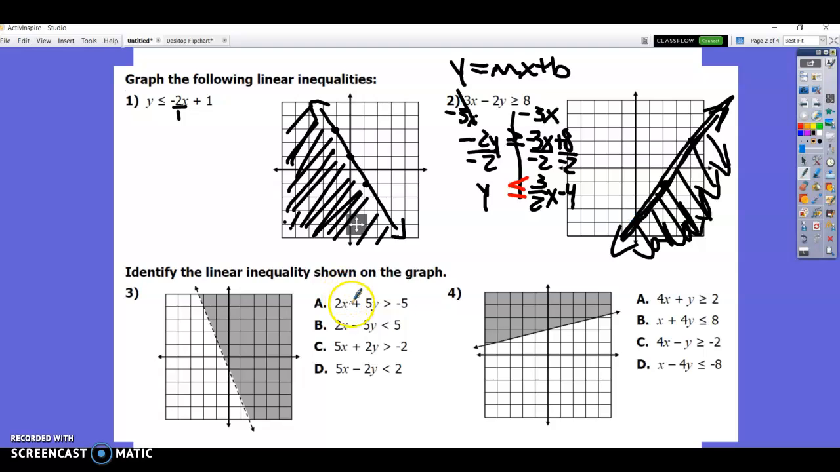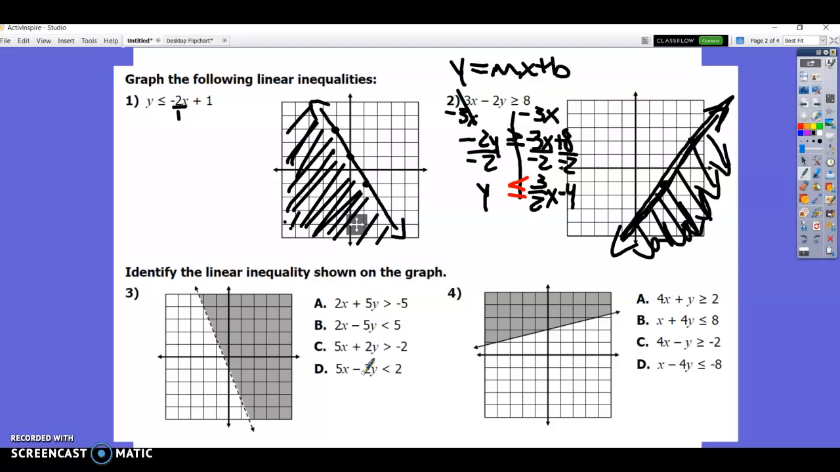You can solve each one of these for y and then see which one this is, or you can just pick points. All the points in the shaded region are solutions to this inequality. So if you pick a point over here, it should work for all the ones that have shaded areas in that region. So we may have to pick a couple points to make sure, but that may be easier for some of you than solving. So let's see what that looks like.